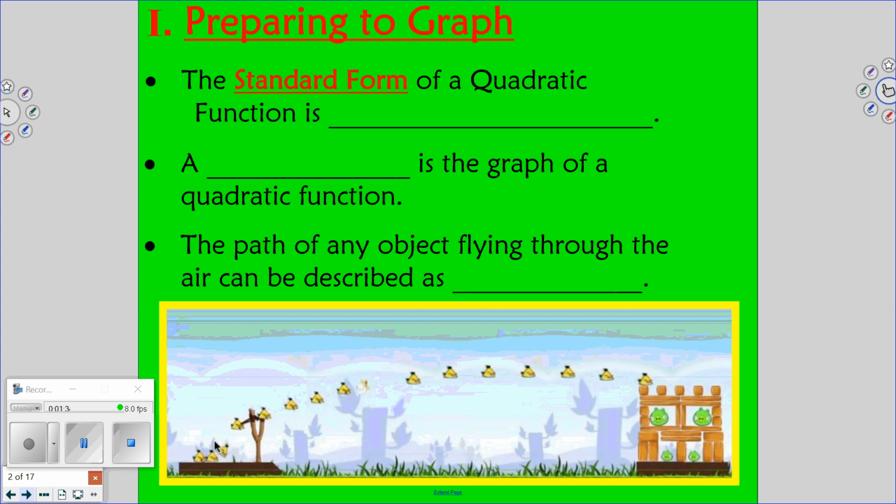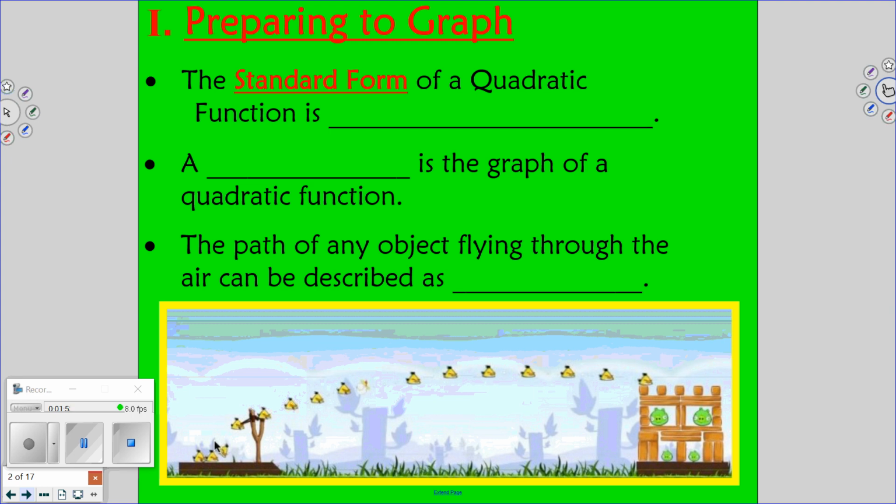We're going to talk about quadratic functions, right? Everything we solved in chapter 4 was quadratic. It had an x squared. So we're going to graph them today by hand. When an Angry Bird flies through the air, that's quadratic. That's why I have Angry Birds on there.